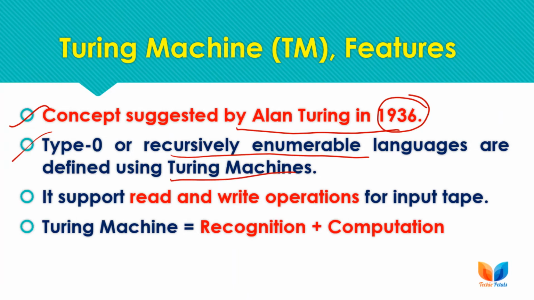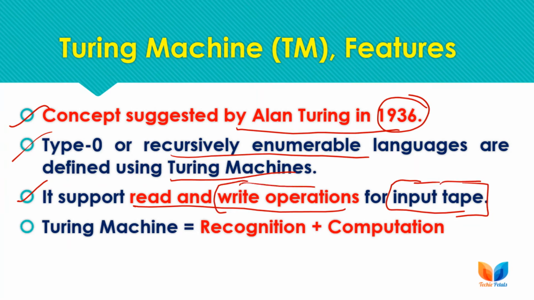Next, it can support read and write operations. So unlike DFA, NFA, we can perform the write operation on the input tape. We have an input tape like any other formal model, but the difference is that we can perform the write operation on the input tape as well. In the DFA and NFA, we can only read the input from the tape. Here we can also write the output on the tape.